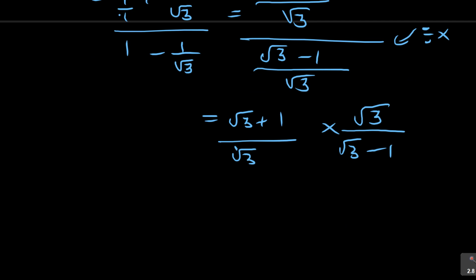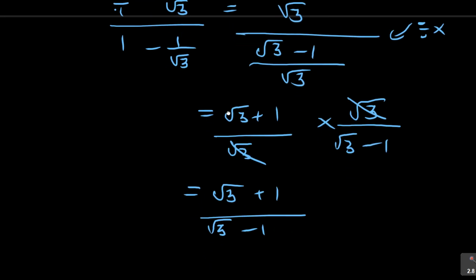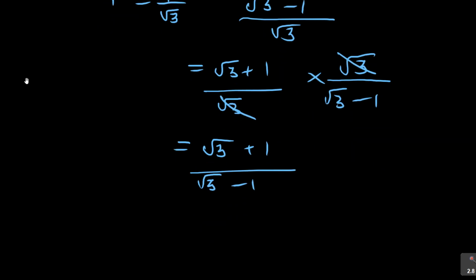Remember that. Cancel that. So what we have is square root of 3. I thought the answer was going to come out clean like that, over square root of 3 minus 1. So I'm still having that here, but I think I can rationalize this.